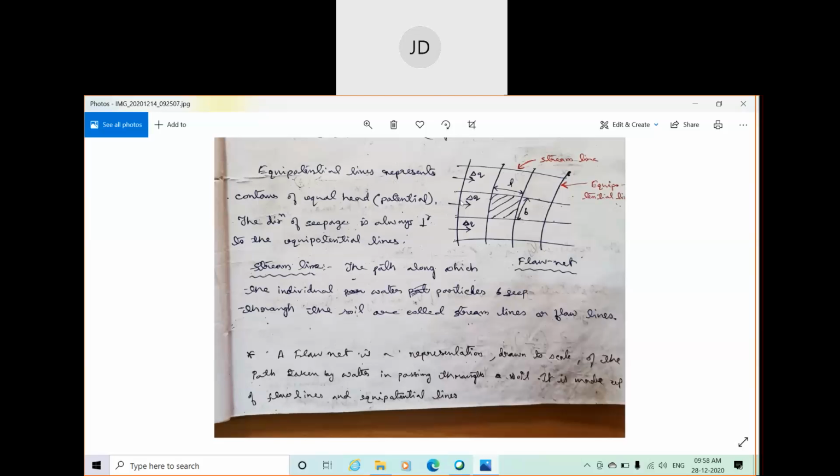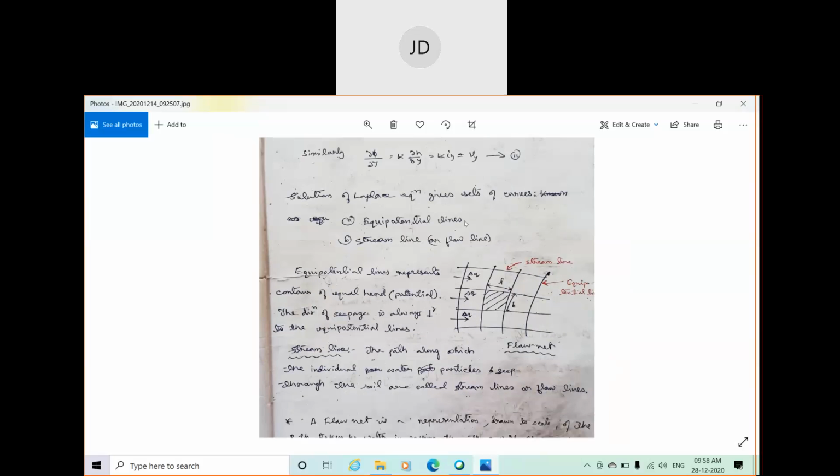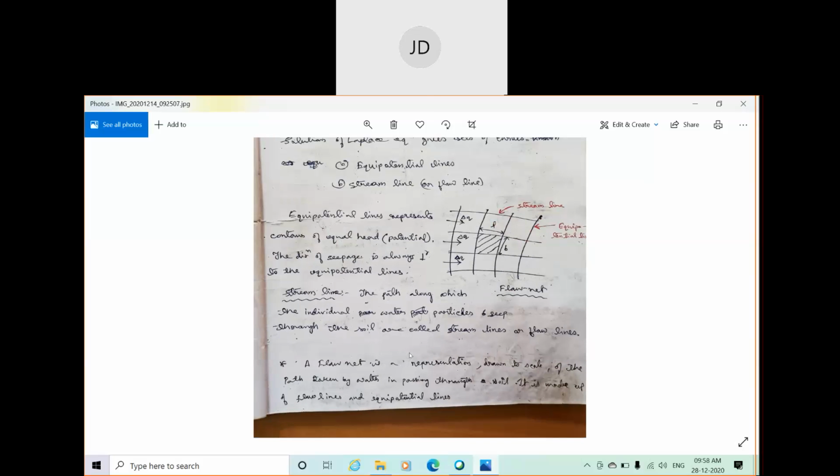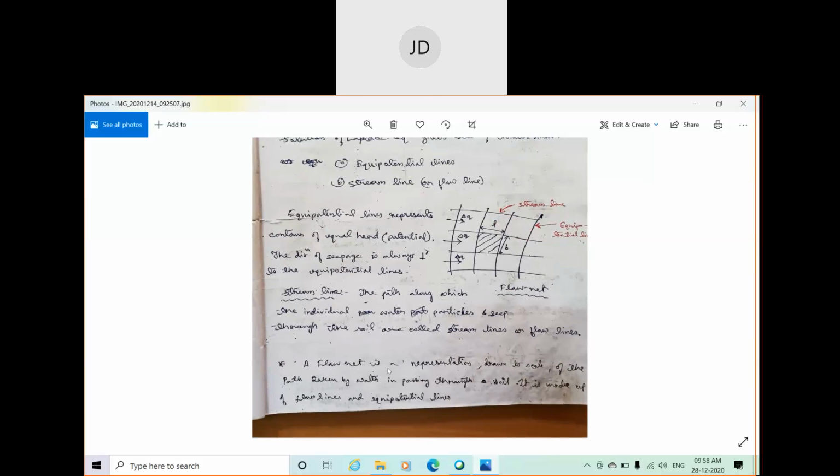Another important term related to your flow net is given here. Let's discuss that. Some general definition of flow net is also given here. A flow net is a representation, drawn to scale, of the path taken by water in passing through soil. It is made up of flow lines and equipotential lines. This is a general definition of flow net. You can also find different definitions in different books, and you can go through those also.